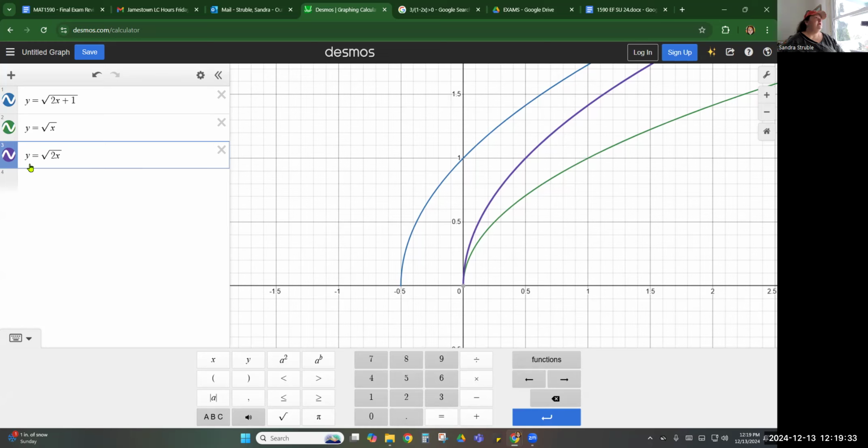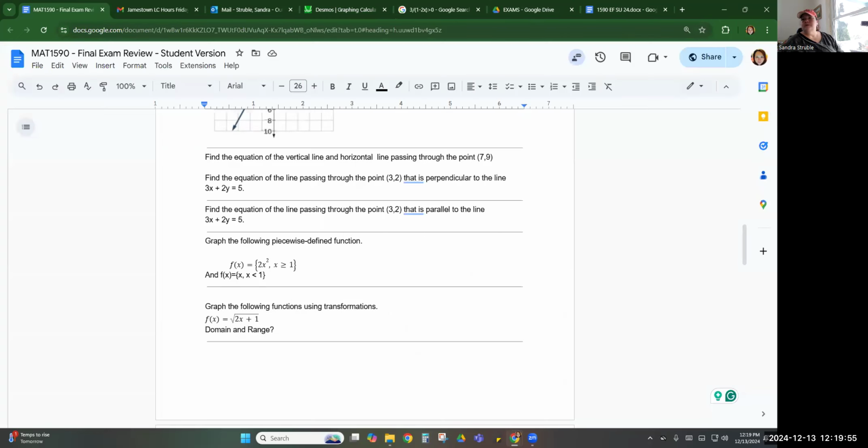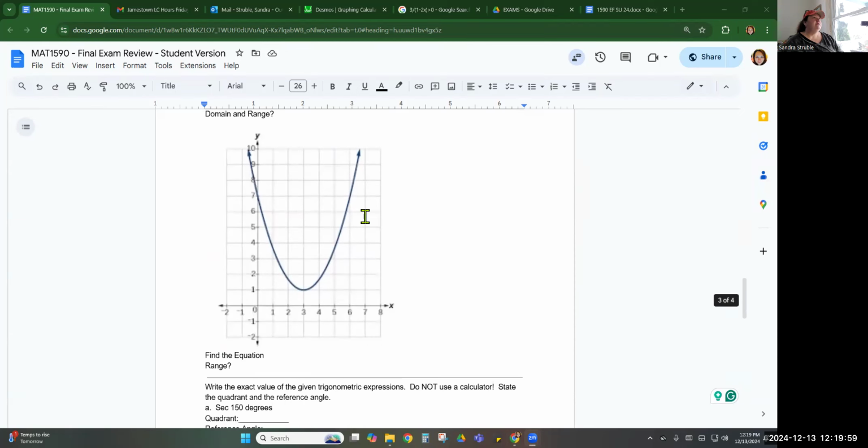I just need to see the original. So the domain and range, the domain starts at negative 0.5 inclusive, and then it goes to positive infinity. The range starts at 0 because remember, it's going from the bottom to the top. It starts at 0 where y equals 0, and then it goes to positive infinity as well. All right, let me switch back. What's the next question?